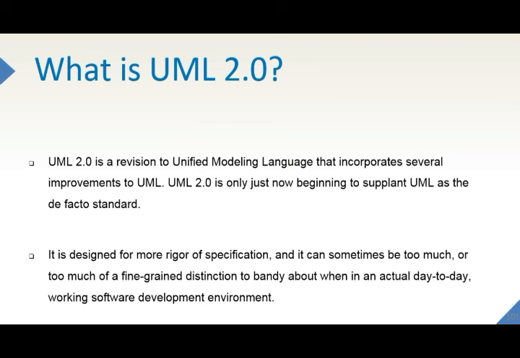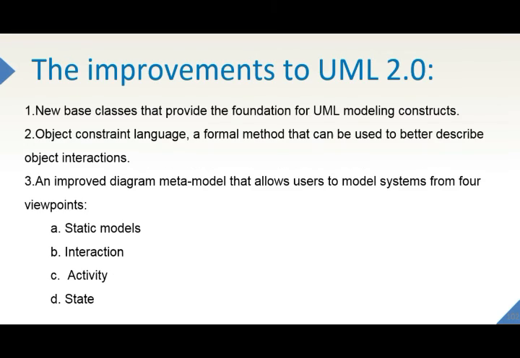Also, it is designed for more rigor of specification, and it can sometimes be too much of a fine-grained distinction to bandy about in an actual day-to-day working software development environment. The improvements to UML 2.0. First, new base classes that provide the foundation of UML modeling constructs. Number 2, Object Constraint Language, a formal method that can be used to better describe object interactions. And 3, an improved diagram metamodel that allows users to model systems from four viewpoints.